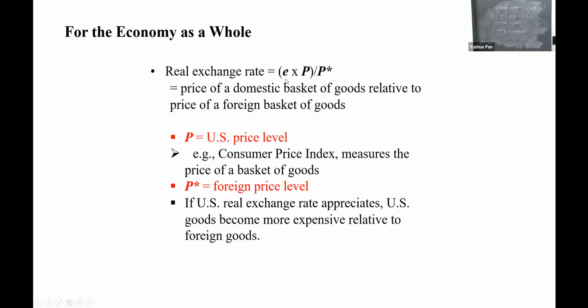So again, the real exchange rate equals this term. Again, very important: the price of a domestic basket of goods relative to the price of a foreign basket of goods. So we cancel out the price unit term and leave how many goods. The term is just the basket of goods. P is the US price level, domestic. P star is the foreign price level. If the US real exchange rate appreciates, which means US goods become more expensive relative to foreign goods. That's the real exchange rate.